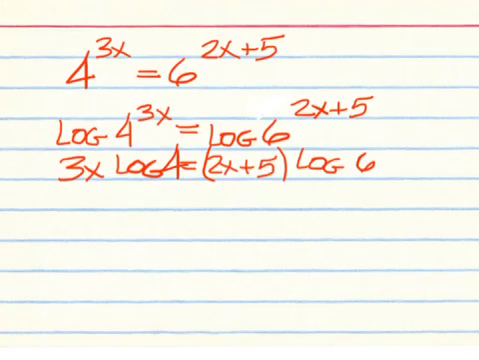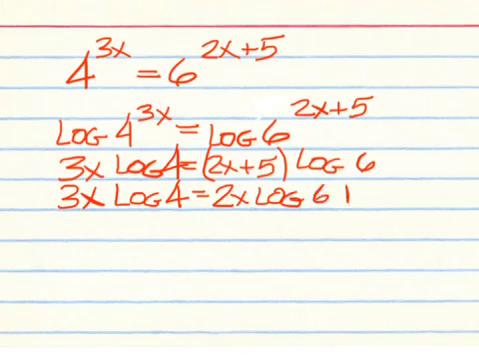So we can't touch the 3x log 4 just yet, because on the right hand side you're going to have 2x plus 5, that quantity times log 6. What you can do with that is the following. Keep the 3x log 4 the way it is, but distribute the log 6 through the 2x plus 5. So it's 2x log 6 plus 5 log 6.